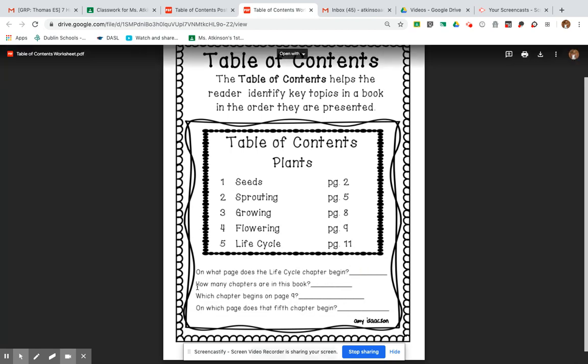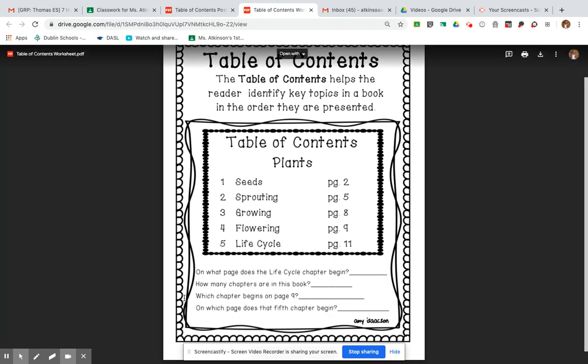Our second question is, how many chapters are in this book? So over here, Miss Atkinson sees the page numbers. Then she sees the titles of the chapters. And then right here, she sees the chapters of this book. I wonder how many chapters there are. There are 5 chapters in this book. So down here, Miss Atkinson would write 5.